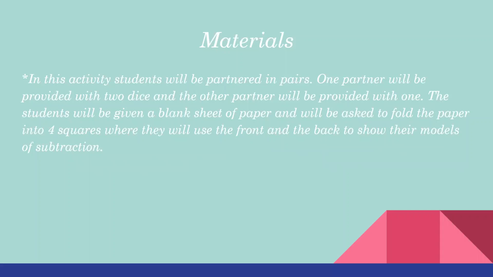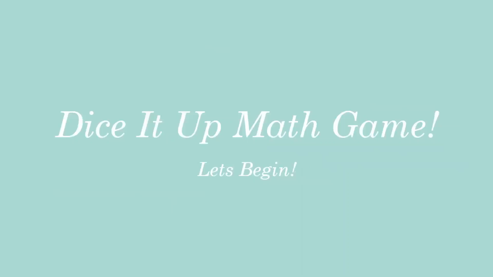And then the materials that are going to be used. So in this activity, students will be partnered in pairs. One partner is going to be provided with 2 dice, and the other partner is going to be provided with 1. The students will be given a blank sheet of paper, and they'll be asked to fold the paper into 4 squares, where they will use the front and the back to show their models of subtraction. So they're going to be showing their models in 8 forms.